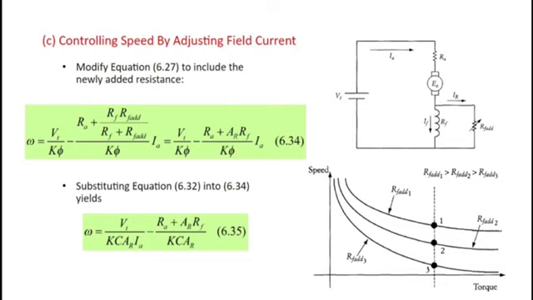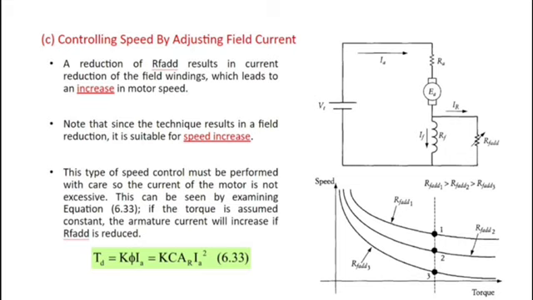The above equation 6.27 will be modified to include the newly added resistance. The new equation for the speed becomes 6.34. By substituting equation 6.32 into 6.34, the final equation becomes 6.35. This type of speed control must be performed with care so the current of the motor is not excessive. This can be seen by examining equation 6.33 below. If the torque is assumed constant, the armature current will increase if RFADD is reduced.